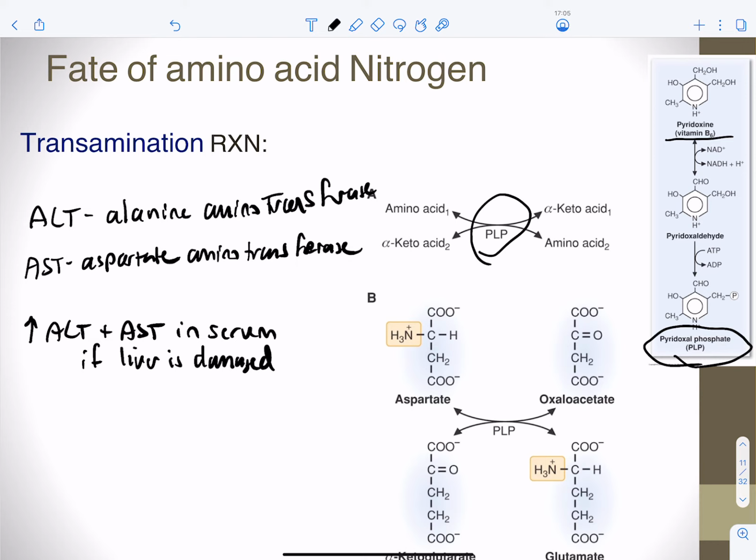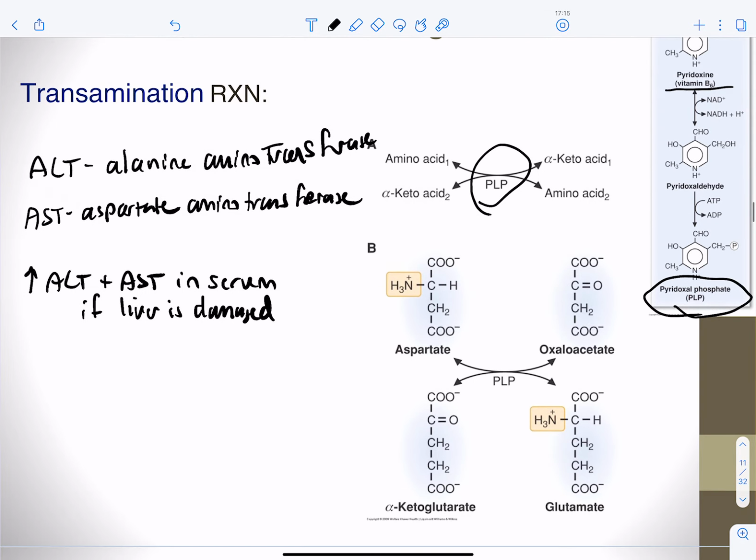Now, nitrogen is going to be transferred as an amino group from the original amino acid to alpha-ketoglutarate, and this is going to form glutamate, which is shown down here. The original amino acid is converted to its corresponding alpha-keto acid.